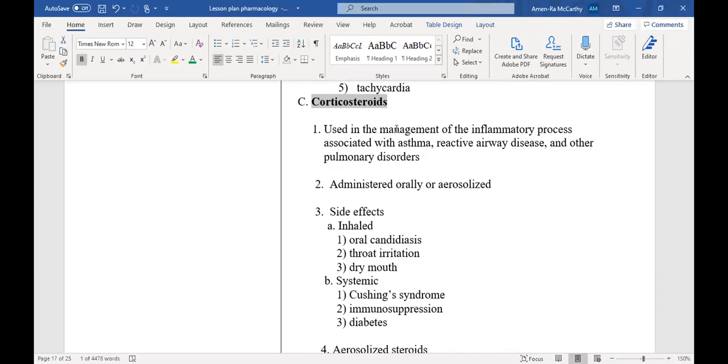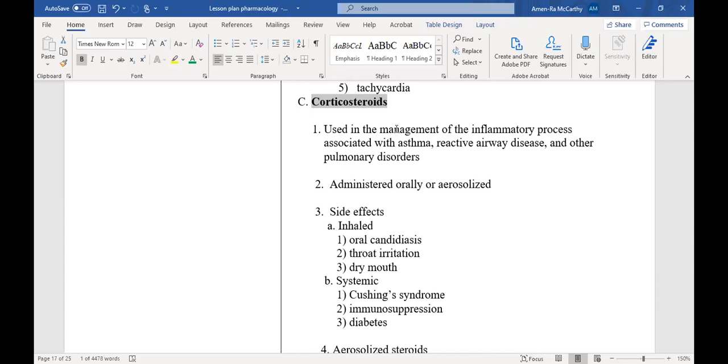For instance, xanthines. What are the 2 drugs that are xanthines? Anybody? What are the 2 drugs? Theophylline? Theophylline and aminophylline. Yeah. Theophylline and aminophylline. Those are the 2 methyl-xanthines.